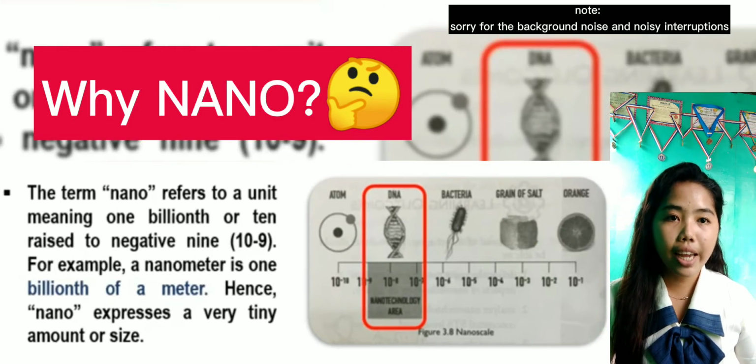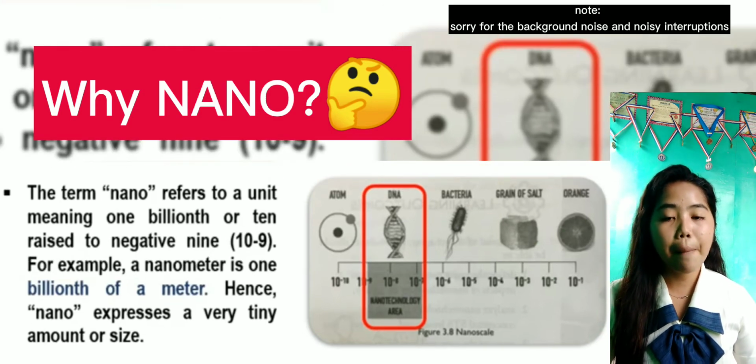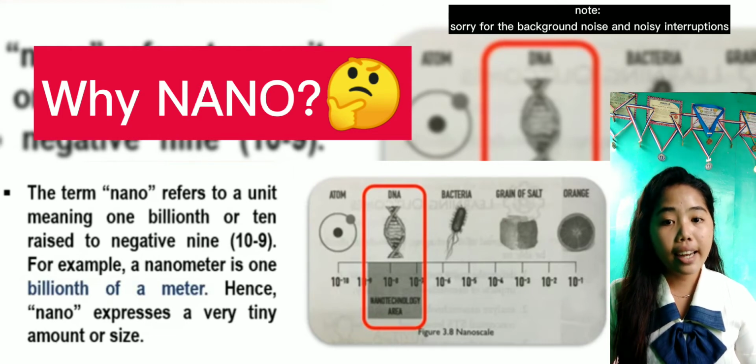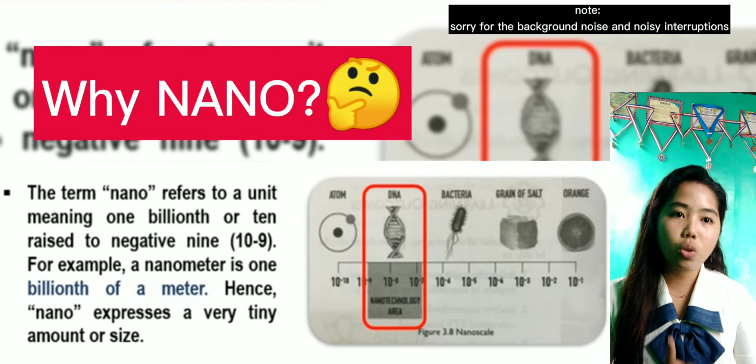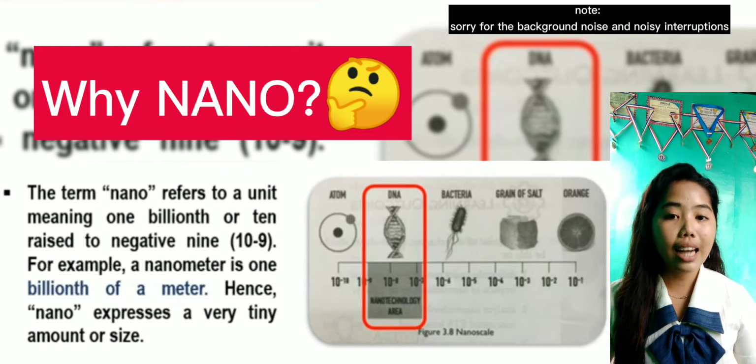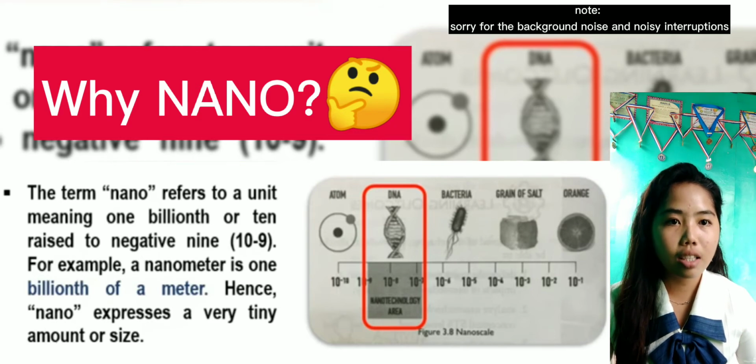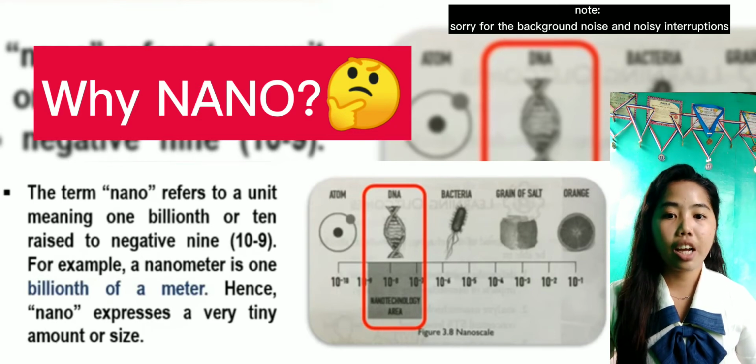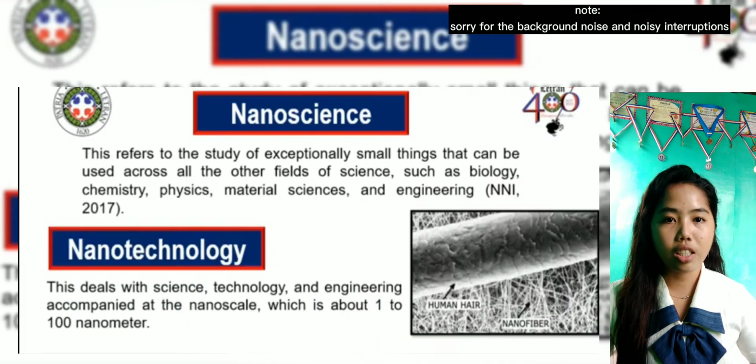On a comparative scale, if the diameter of a marble is 1 meter, then the diameter of the Earth is 1 nanometer. And lastly, 1 nanometer is about as long as your fingernail grows in 1 second.